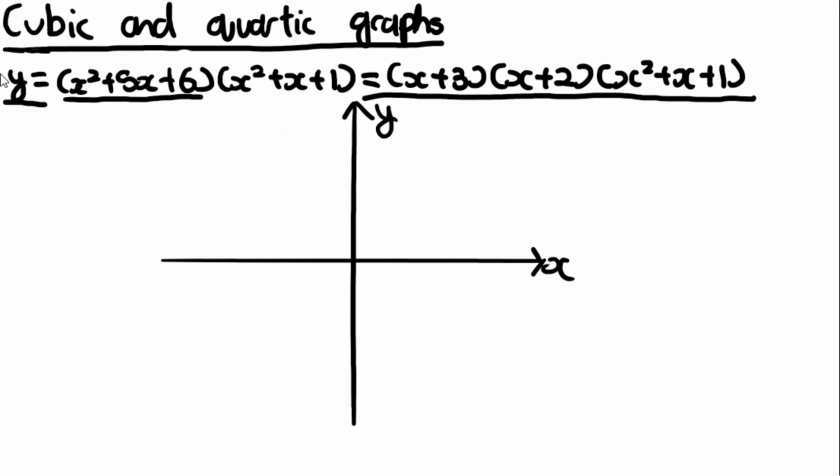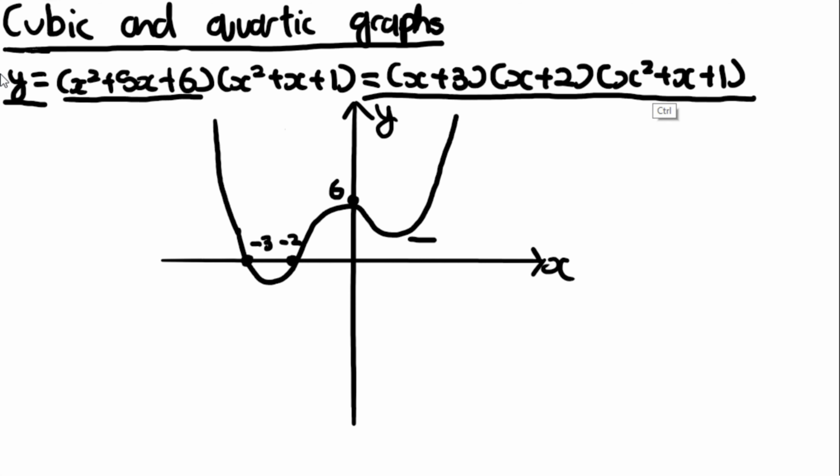So the roots are going to be at minus 3 and minus 2. The y-intercept is going to be 6, and it's going to be a positive graph in the kind of W shape. So if we sketch this, it's going to look something like this here. Remember to label, so this is going to be minus 3, this is going to be minus 2, this is going to be 6, and there's going to be a turning point here because of the last bracket here, so just remember that.